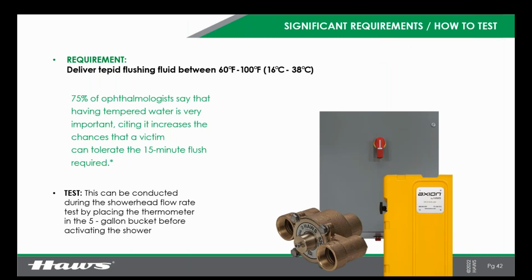Okay. Now, one of the big issues with that too, especially when we're talking about freezing, is the delivery of the tepid flushing fluid. Okay, we have a temperature range that we have to accomplish between 60 degrees Fahrenheit and 100 degrees Fahrenheit. The water of the emergency equipment has to operate within that range, and it's for a very important reason. Okay, 16 degrees Celsius to 38 degrees Celsius for my friends up north. Making sure that the water is within this range is helping to ensure that the victim is going to stay in the emergency equipment.